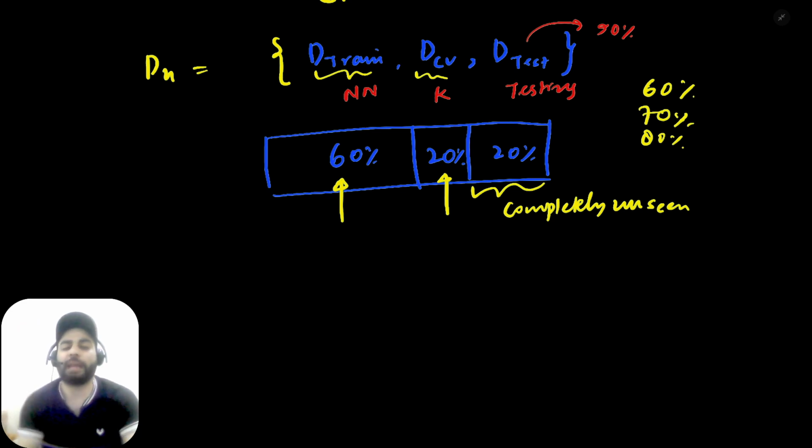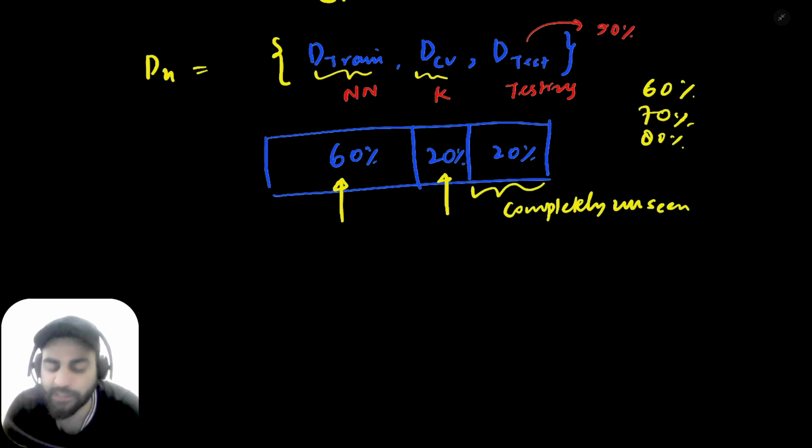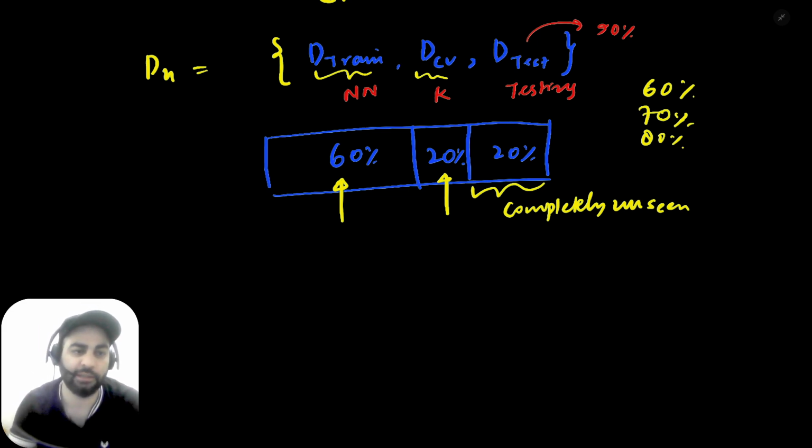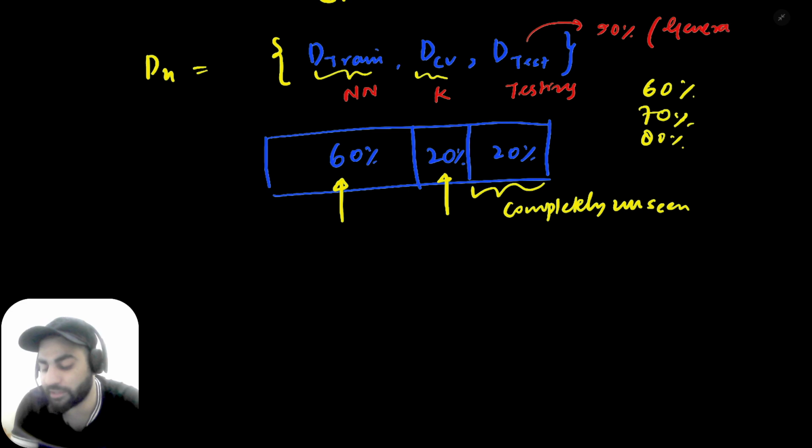Now I can say that on unseen data, this model gave an accuracy of 90%, because the model never saw this data, even when we were setting the hyperparameters and training the model. This is the meaning of generalization accuracy.